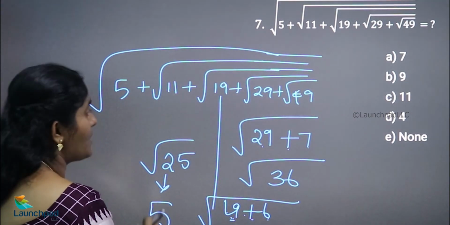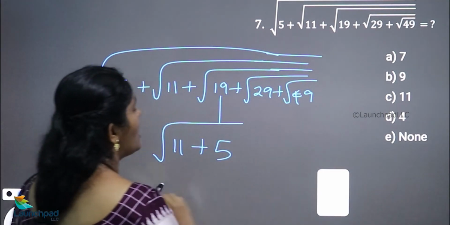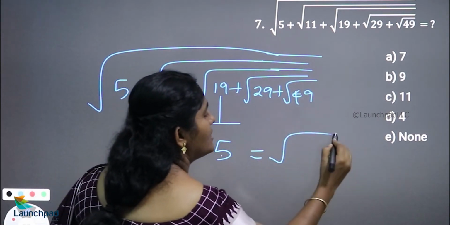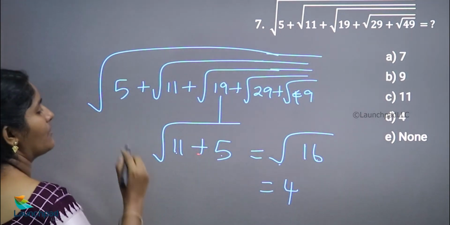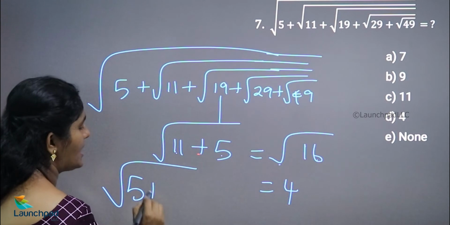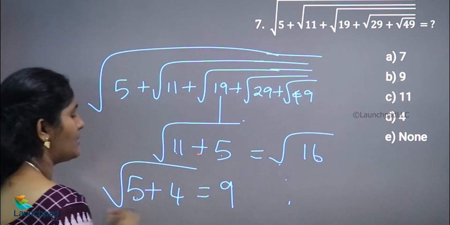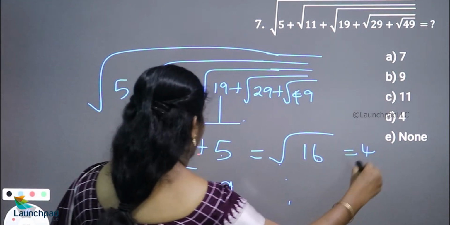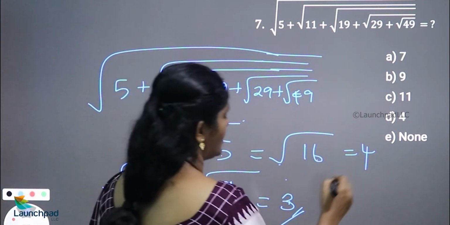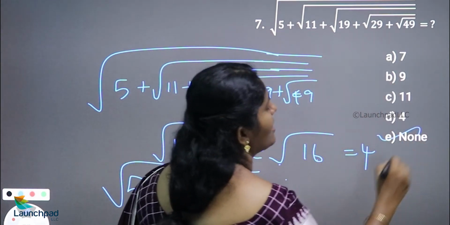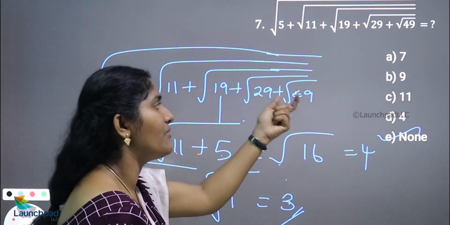You should add this 5 to 11. So now 11 plus 5 is 16. Square root of 16 is 4. Now you should add this 4 to the 5. Root of 5 plus 4 is equal to 9. So what is the square root of 9? 3. The answer for this question is 3. So the option is not available here: none of these. Okay, so the ending, the last square answer, must be a perfect square.